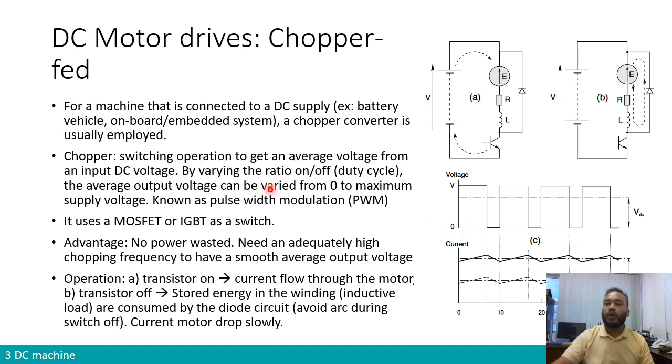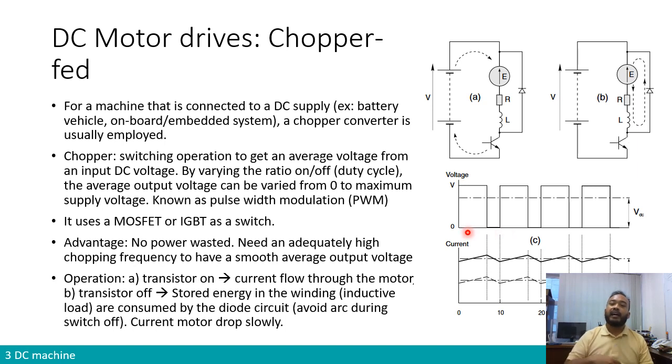By varying the ratio of turning on and turning off, which in this kind of driver we call the duty cycle, the average output voltage can be varied from 0 to the maximum supply voltage. The duty cycle, the ratio of on to off, is usually given in percentage. So when we say that the duty cycle is 0%, it means that we turn off all the way long. If the duty cycle is 80%, it means that we turn on for 80% of the period and we switch it off for 20% of the period.